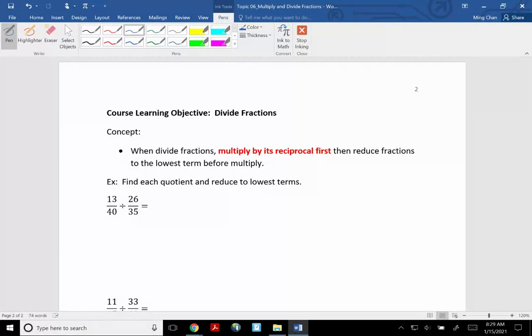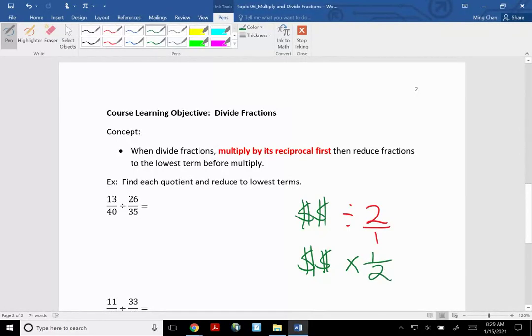So check this out. This is what makes sense. If I have a lot of money and I need to divide it by 2, divided by 2 means 2 over 1. So division of a fraction is the same thing as multiplying by the reciprocal. So when we say divide my money by 2, it's the same thing as what? I'm going to halve my money. Okay? So that's why division of a fraction means times the reciprocal.